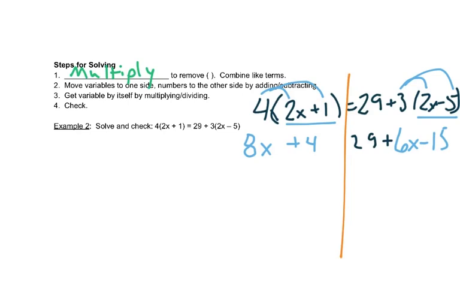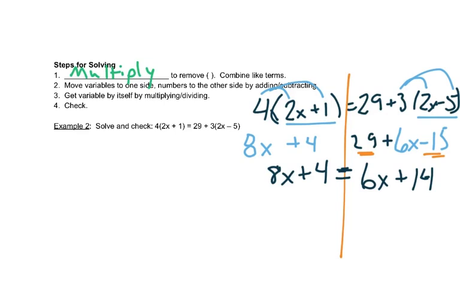Then my next step is to combine any like terms that I can. Well, over here I have a 29 minus a 15, so I can combine those. So I'm just going to copy 8x plus 4 over here. And 29 minus 15, well let's write the 6x first. And then 29 minus 15 is a positive 14. So I'll write plus 14.